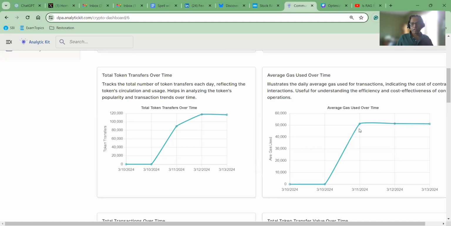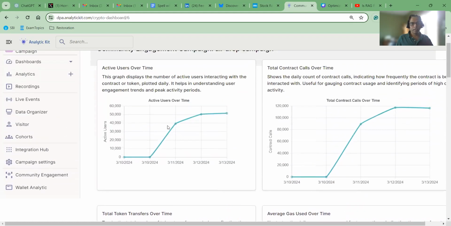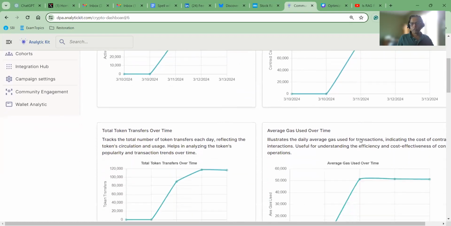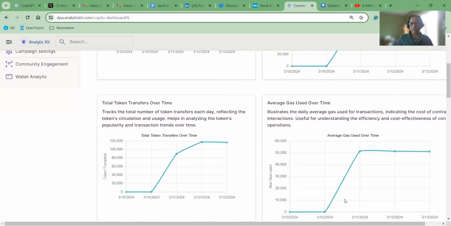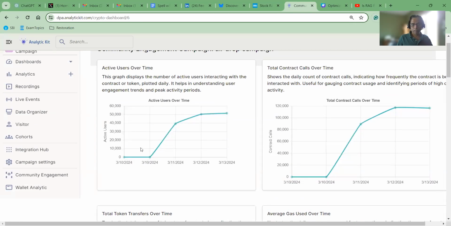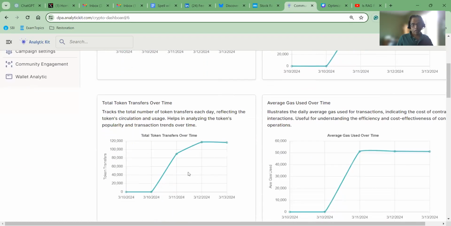If you want to see how your users are interacting with your platform, you can see this from the active users over time graph. You can also see the total contract calls that happened. You can see the correlation between all these graphs. As the contract calls go up, active user participation goes up, and so do the contract calls. The total token transfer over time on the particular day is going up on March 11th as well.